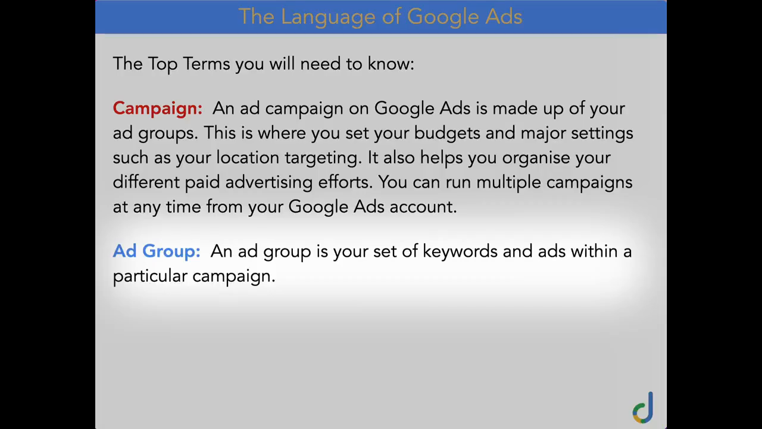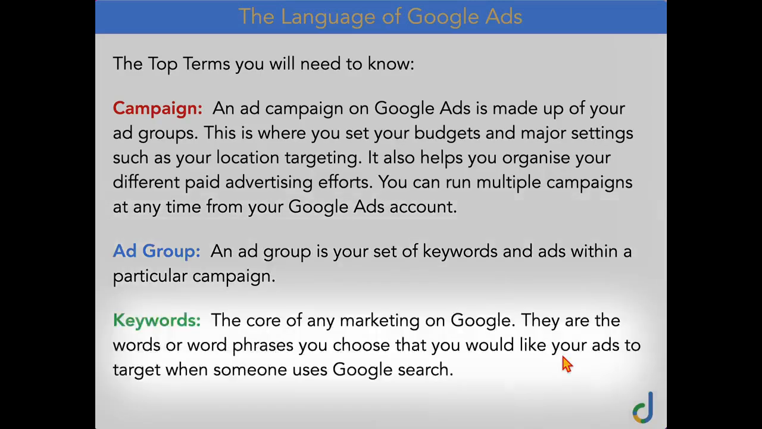So you might have a campaign for men's clothing, and then you might have different ad groups for men's t-shirts, another ad group for men's shorts, and then another ad group for men's shoes. Then your keywords, the core of any marketing on Google, are the words or phrases you choose to target that you would like your ads to show when someone completes a Google search. Remembering relevant ads going back to the user's initial search.